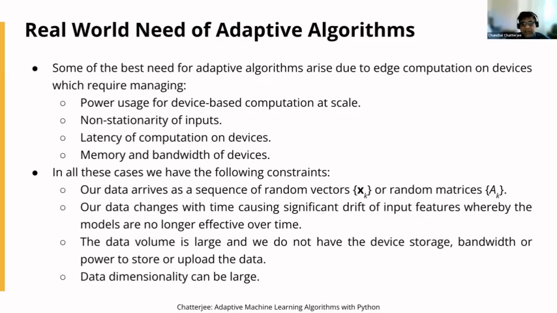In all these cases, we have the constraint that our data arises as a sequence of vectors, xk, or matrices, Ak. Our data changes with time, causing significant drift of features. The data volume is large, which means the dimensionality of xk or Ak is very high. And the index k changes, k to k plus 1 to k plus 2, very rapidly, maybe on a millisecond scale.